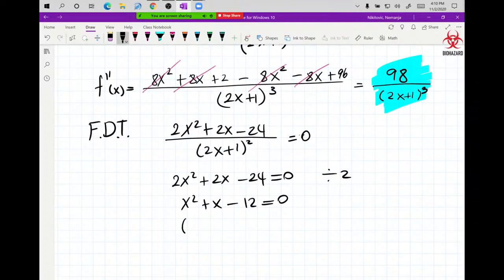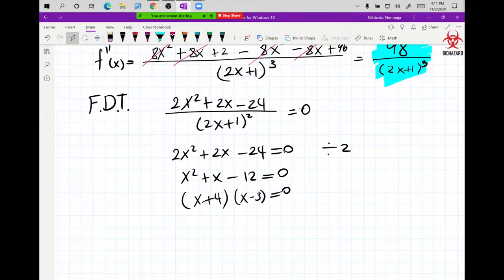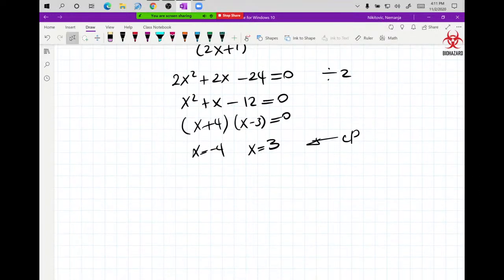And this is a good one because we have x plus 4, x minus 3. Right, that's the basic algebra factoring. And you get your x equals negative 4, x equals 3. Now, those are your critical points. And we do the partition. Now, remember, your partition has to involve the vertical asymptote as well. Right? It's not there for decoration.